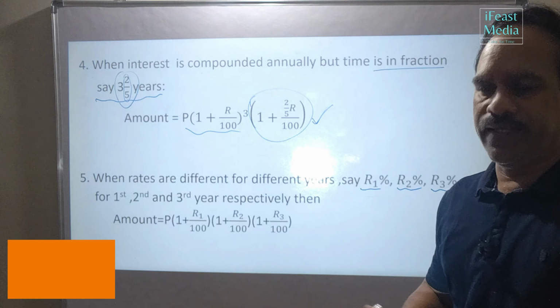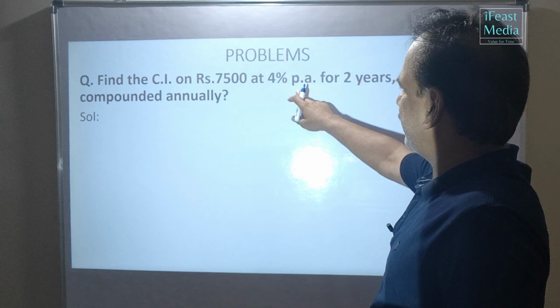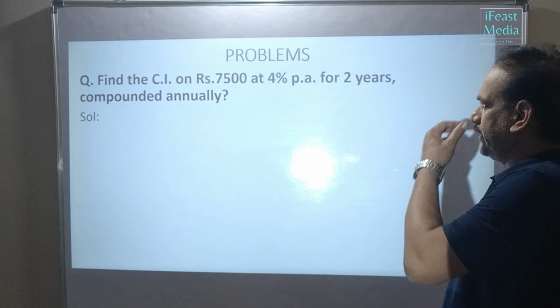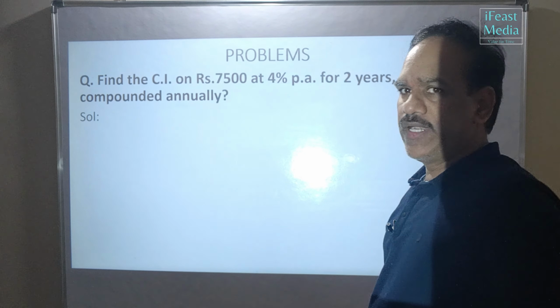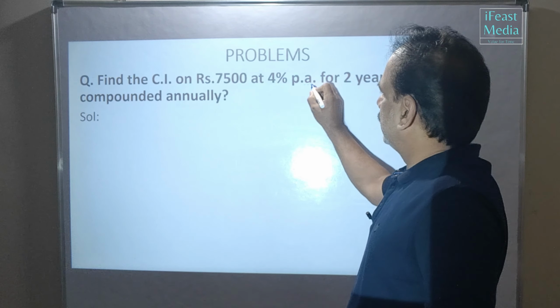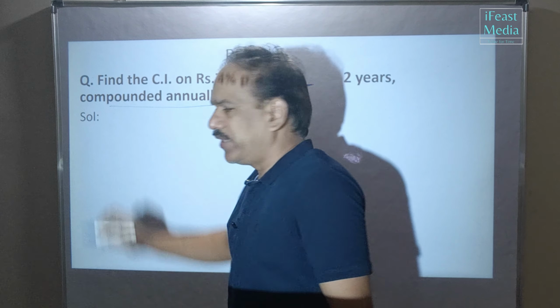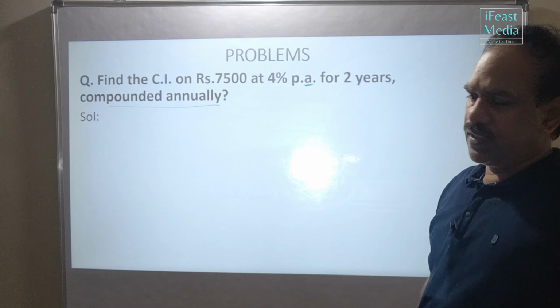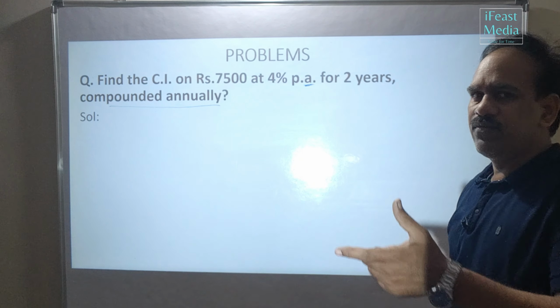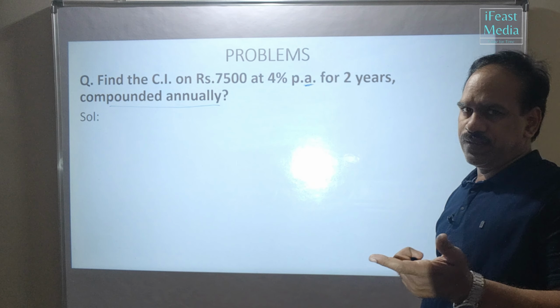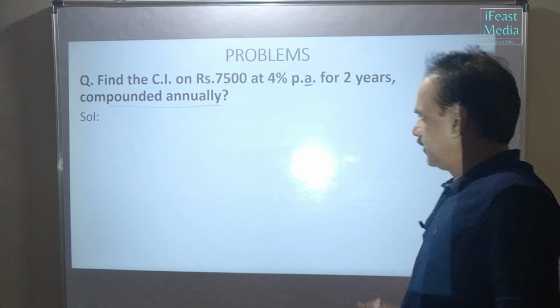Now, let us come to this problem. Find the compound interest on 7,500 at 4% per annum rate of interest for 2 years compounded annually. Here, the rate of interest is per annum and it is compounded annually. Both are same. Compounded annually means what? The time unit is 1 year. For every year, you compound it.